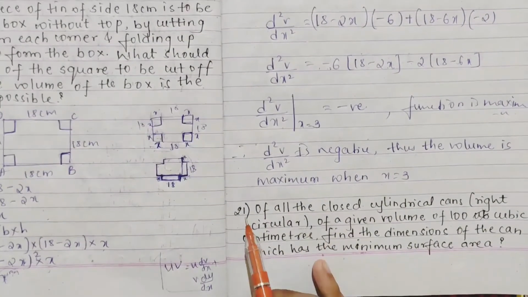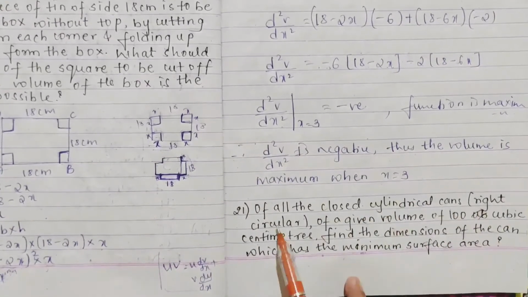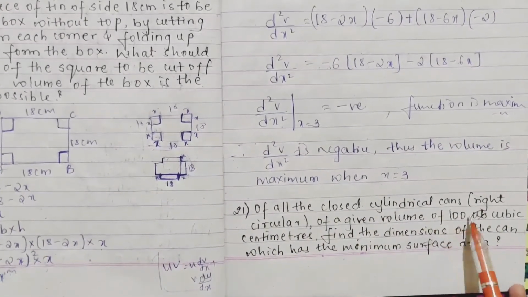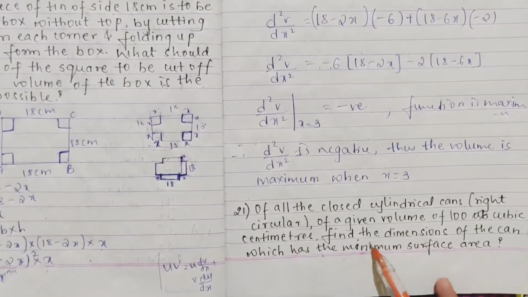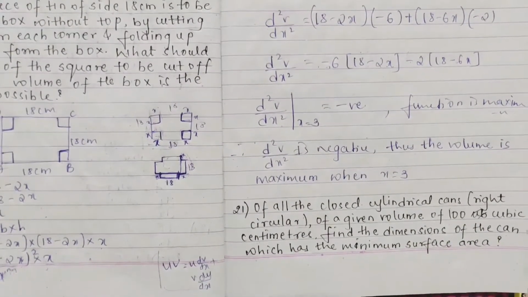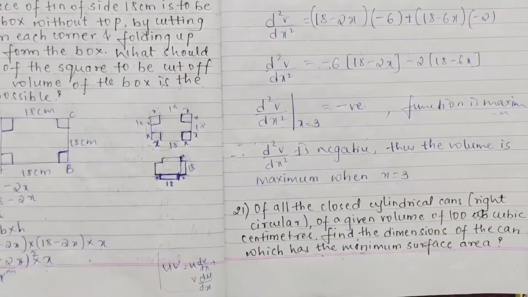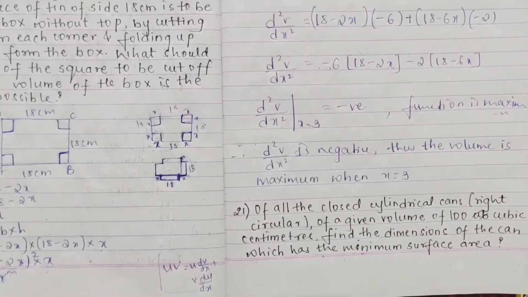So we are seeing the 21st question. Of all the closed right circular cylindrical cans of a given volume of 100 cubic centimeters, find the dimensions of the can which has the minimum surface area. So again I am telling you, from your 13th question, how you have to solve these questions, where if you don't understand.